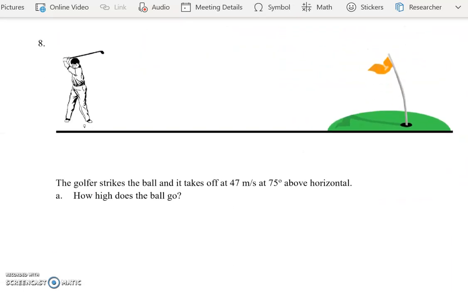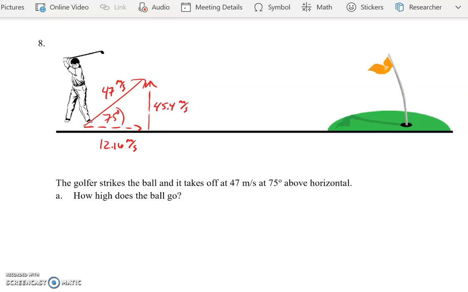On to the golf shot. It gives you the velocity of the ball, and we're going to go at a 75-degree angle. And we have to answer various questions. So first off, I'm going to find the x and y components. So the x component is 12.16. The y component is 45.4.